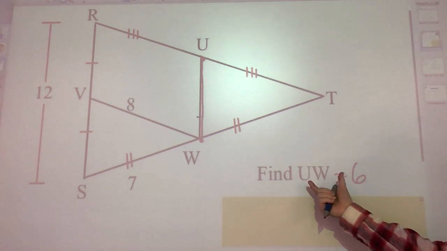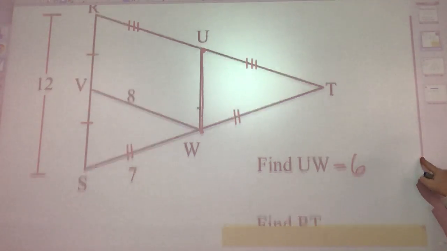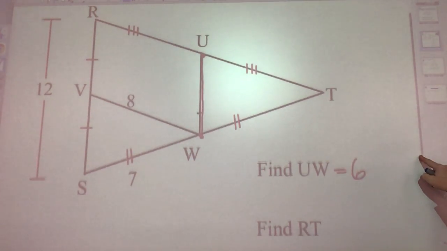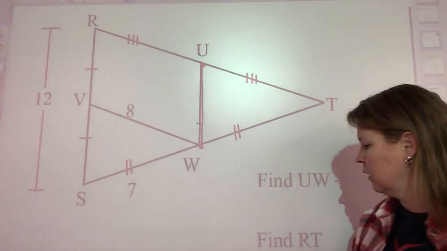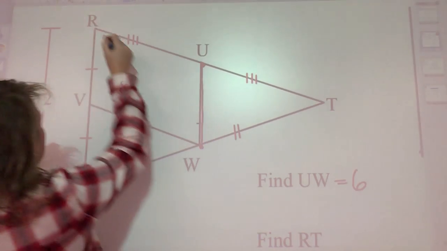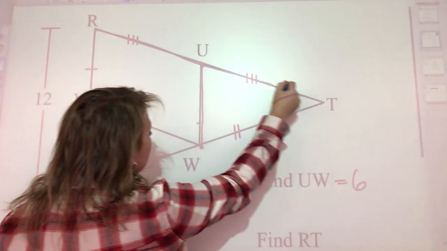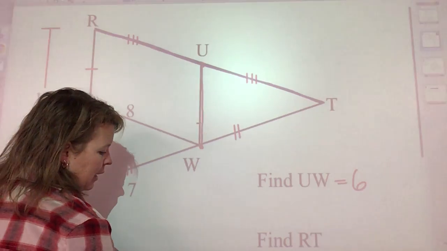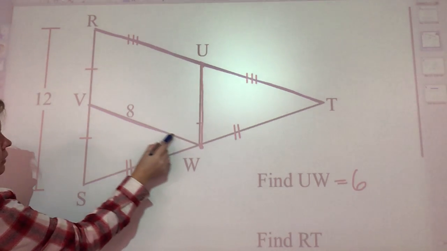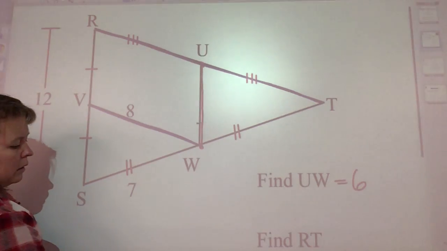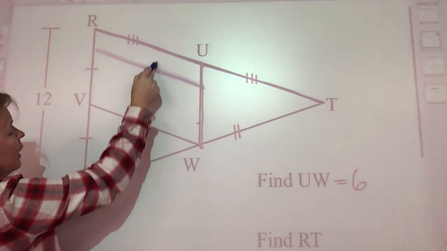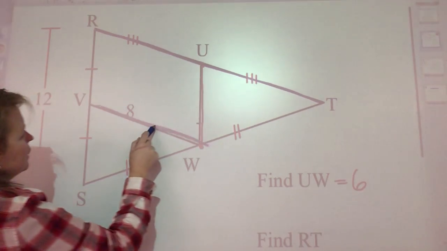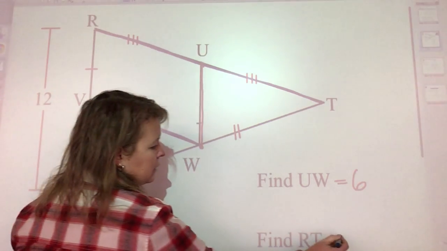Another friendly reminder, you don't put a segment bar when you're talking about the measure. Find the measure of segment RT. We need to get from R all the way to T. We know nothing about this side, but we do know its mid-segment. Its mid-segment goes from V to W. How big is its mid-segment? Half as long as this side. So that's 8, and that's 8. 8 plus 8 is 16.